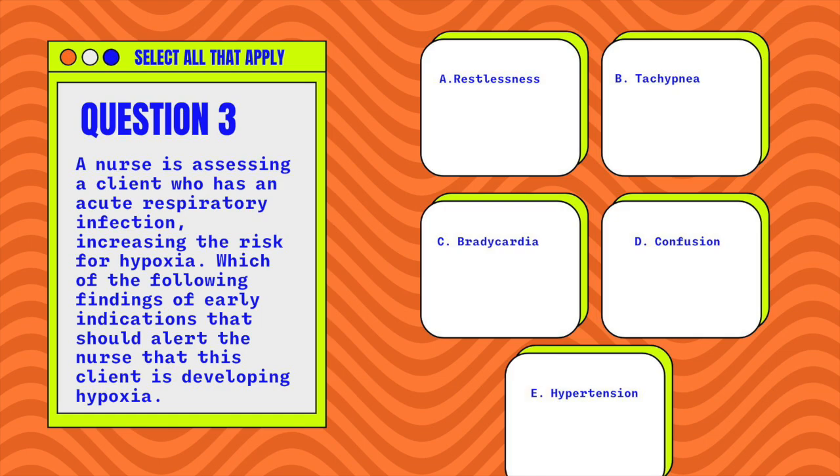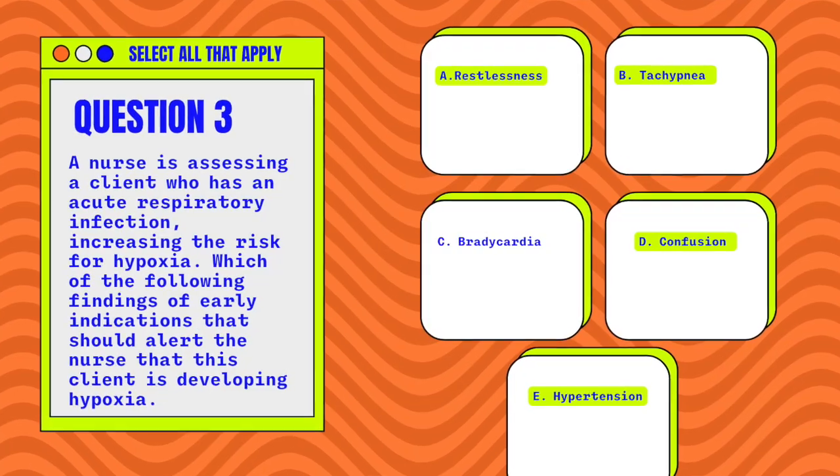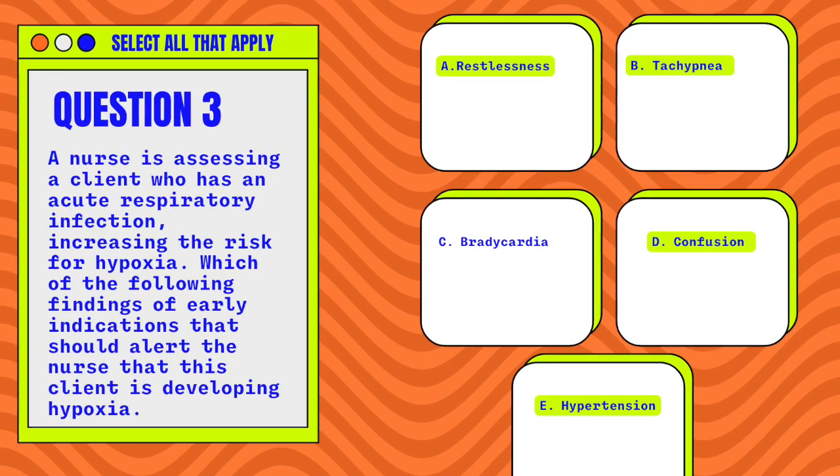tachypnea, probably, bradycardia, probably not, D, confusion, probably, and E, hypertension. All right, so this question is asking about signs or symptoms a person may show if they're having problems breathing, having hypoxia, and this person has a respiratory infection. So your answer should be A, B, D, and E, not C.